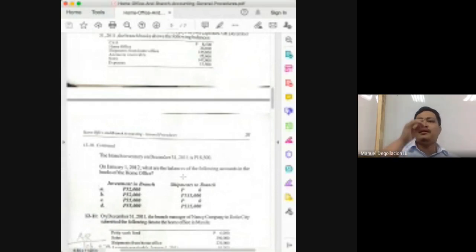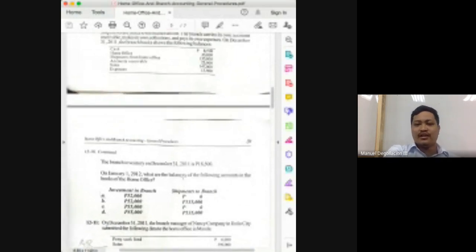Is this problem answerable, class? Yes, because what do we know? Ideally, your reciprocal accounts should have the same balance. Okay, they should have equal balance. So even if we are just given the records of the branch, from the records of the branch we can know how much the balance of the Home Office account is, and we know that whatever is the balance of the Home Office account, that would also be the balance of your investment in branch account.